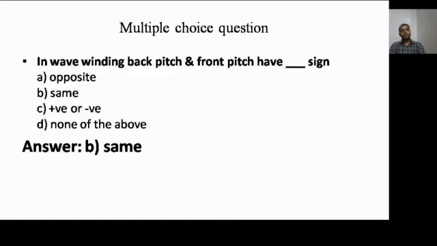Next: in wave winding, back pitch and front pitch have dash sign: opposite, same, plus or minus, none of the above. Here the answer is same. Since wave winding is called a series winding, it moves in the forward direction. So the back pitch and front pitch must have the same sign, so they get added. Hence the sign has to be the same in case of wave winding.